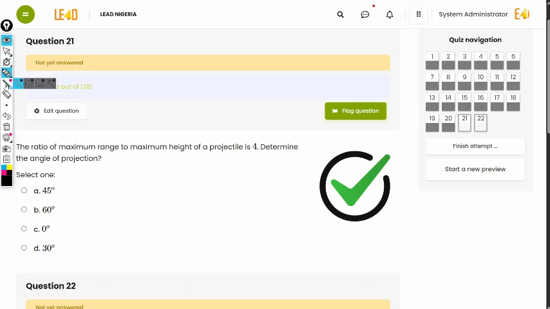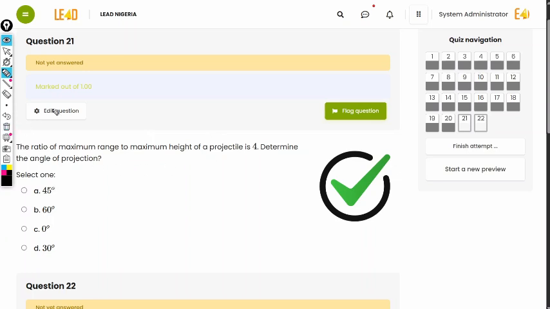Question 21 says, the ratio of the maximum range to the maximum height of a projectile is 4. Determine the angle of projection. So if I do range over height, I get 4. What's the angle of projection? There are 2 ways to do it. You can pick random values for u and g, then plug each of the values for theta into the range and height formulas, and see which gives you a ratio of 4. That's the first way to do it.